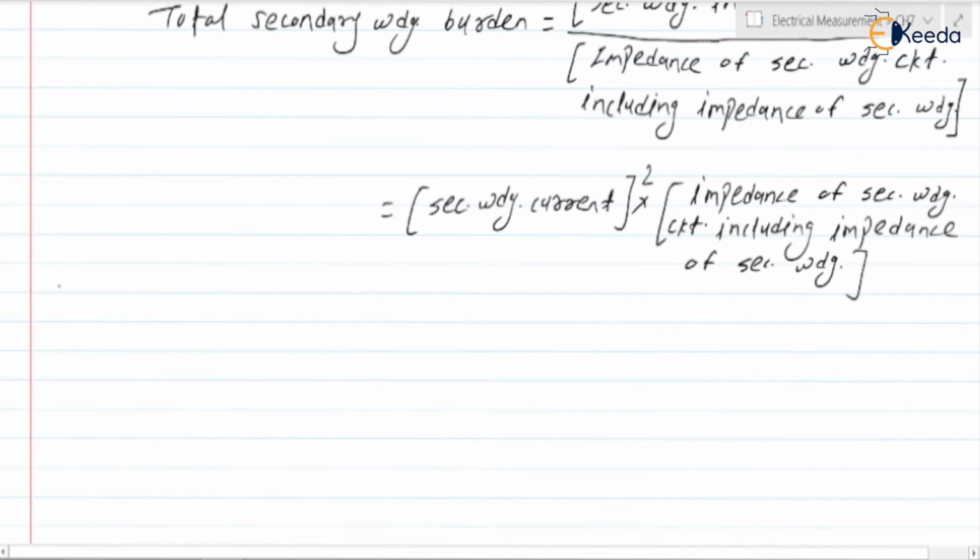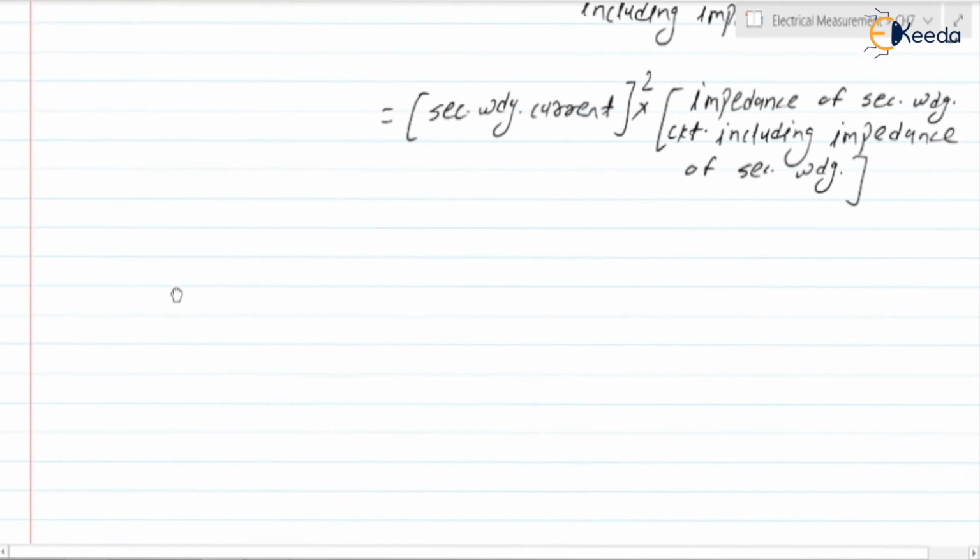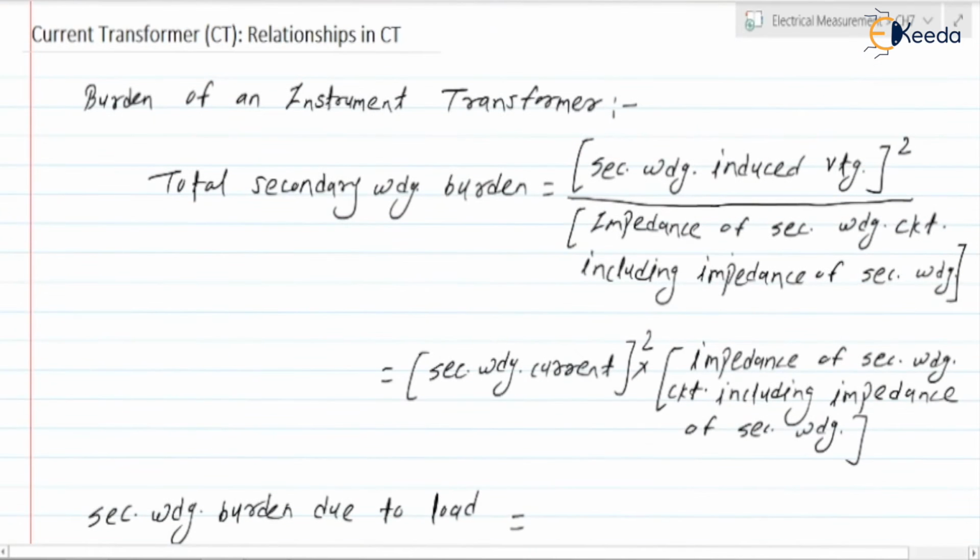Next, the secondary winding burden due to load. Here, instead of including the impedance of the secondary winding, we need to consider only the impedance of the secondary winding circuit, and need not include the impedance of the secondary winding.